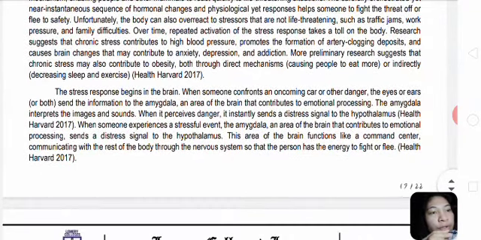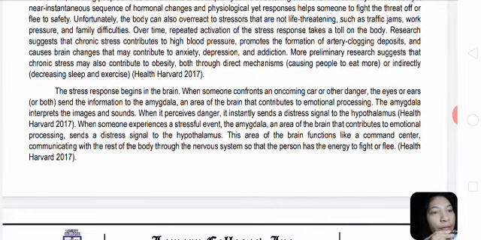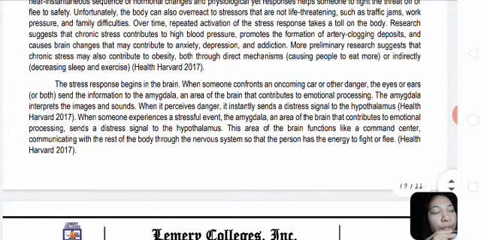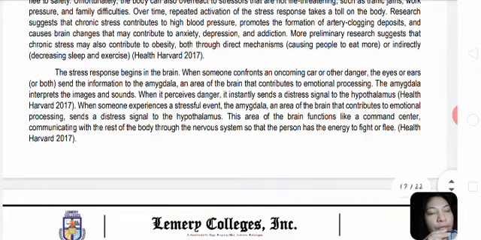When someone confronts an oncoming car or other danger, the eyes or ears or both send the information to the amygdala, an area of the brain that contributes to emotional processing. The amygdala interprets the images and sounds. When it perceives danger, it instantly sends a distress signal to the hypothalamus.